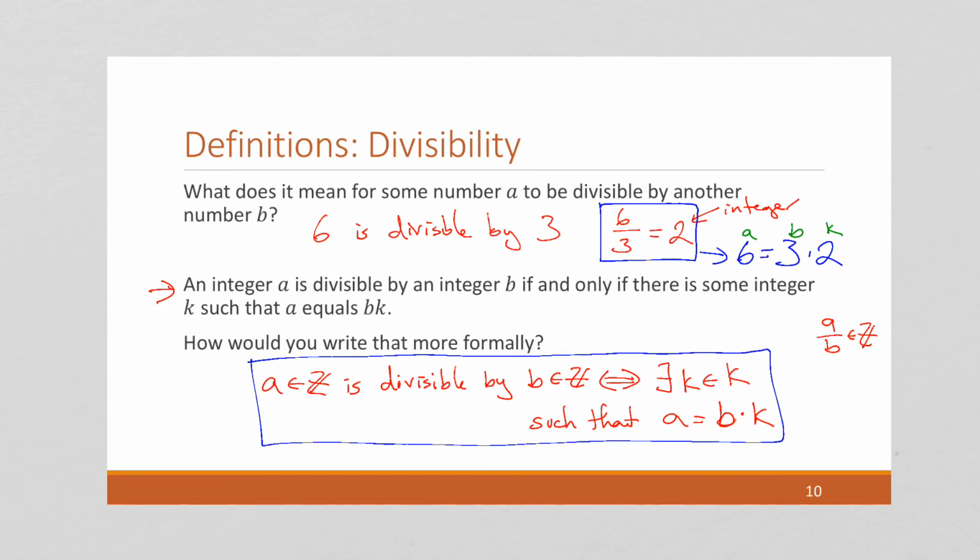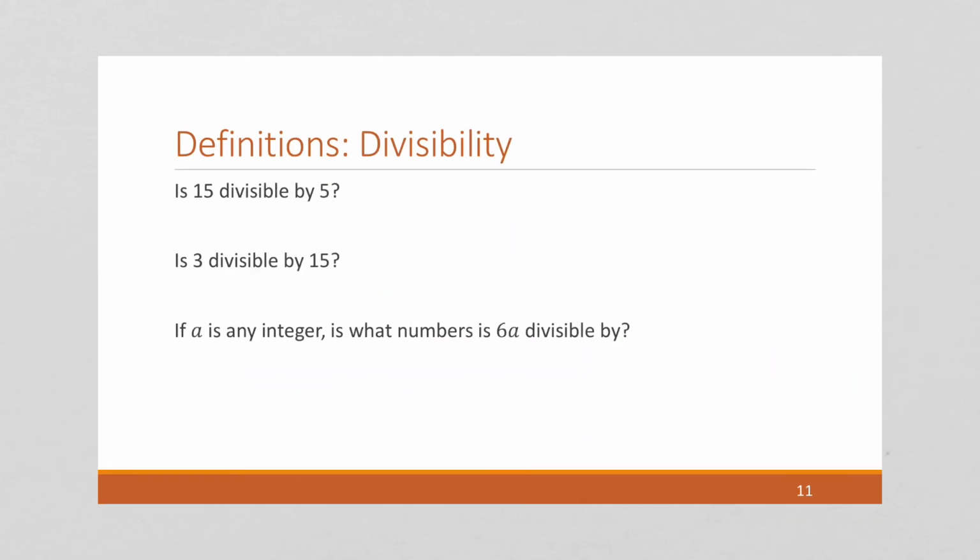So I don't want you to stop here because that's not our official definition, right? We always want to use our formal definitions, not maybe our intuition on the subject. And finally, let's do some examples here. Is 15 divisible by 5? Yes, because by our definition, 15 equals 5 times 3, where 3 is an integer.